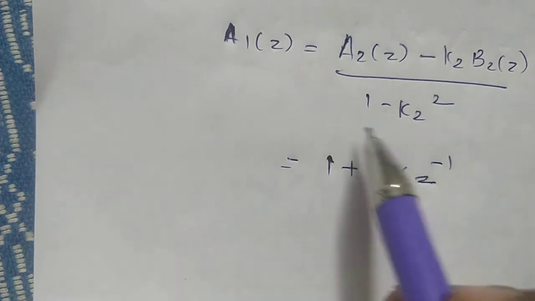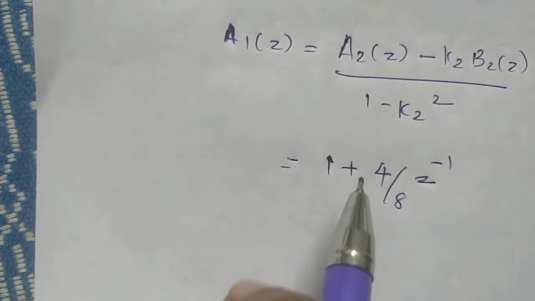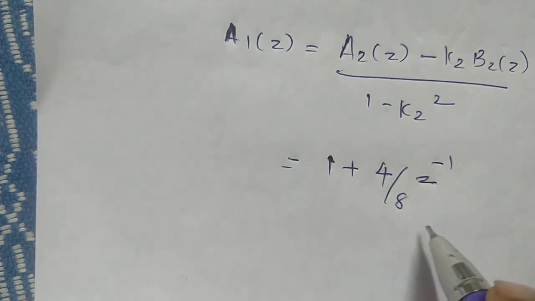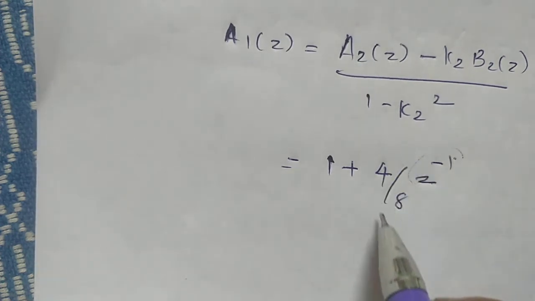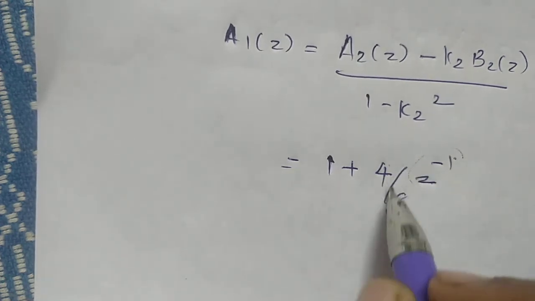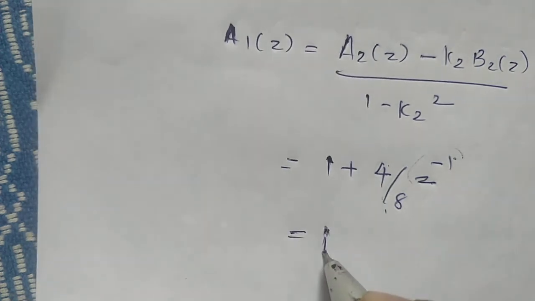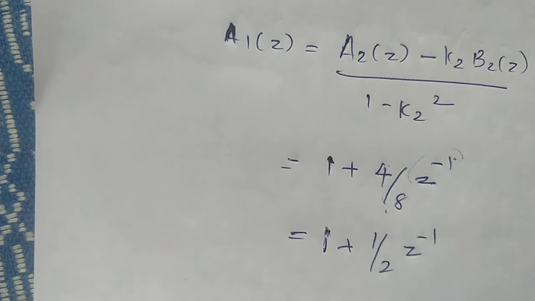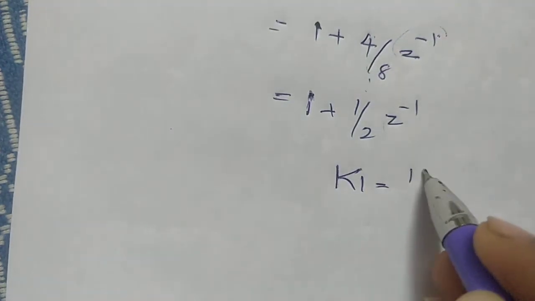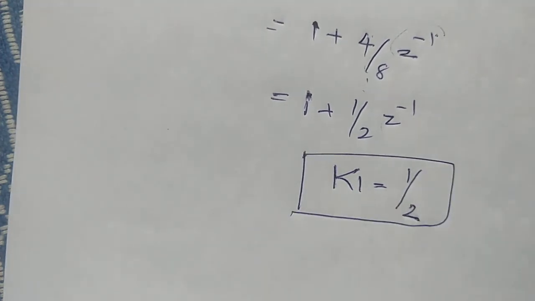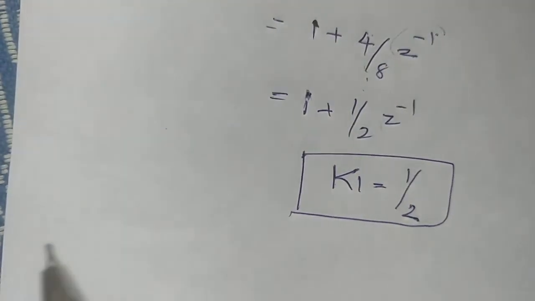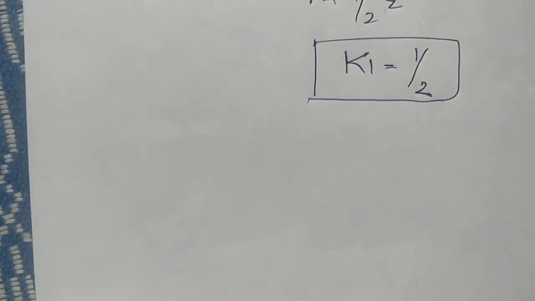In this video I am only writing the last step, that is 1 plus 4 by 8 z inverse. So what is the value of K1? It is the coefficient of z inverse, that is 4 by 8. We can simplify this 4 by 8 like this: 1 plus 1 by 2 z inverse. So 4 by 8 reduces to 1 by 2, and the value of K1 is equal to the coefficient of z inverse, that is 1 by 2. So we got 3 lattice coefficients, K1, K2 and K3. Now we need to draw the lattice diagram.